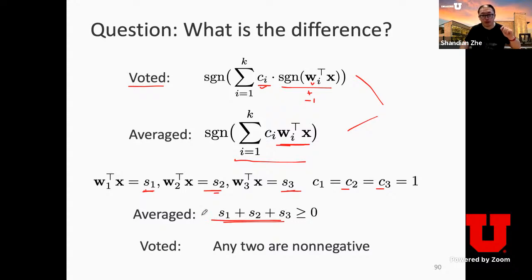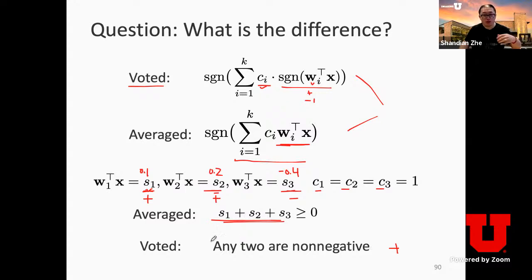However, for voted perceptron, it's not like that. We just look at the 3 prediction scores. As long as 2 of them are non-negative, we predict the final label to be positive. It does not care about the skew of those prediction scores. For example, if S1 is 0.1, S2 is 0.2, S3 is minus 0.4. From voted perceptron, according to S1, we predict the example to be positive. According to S2, positive. According to S3, negative. So we have 2 positive predictions and 1 negative, and since C1, C2, C3 are all ones, we predict the final label to be positive.